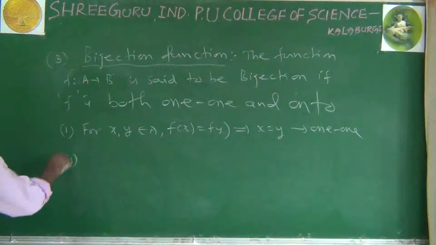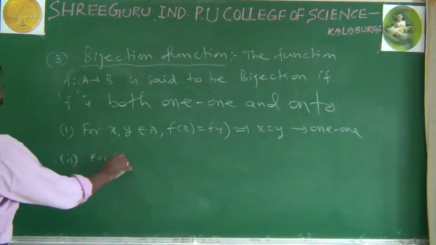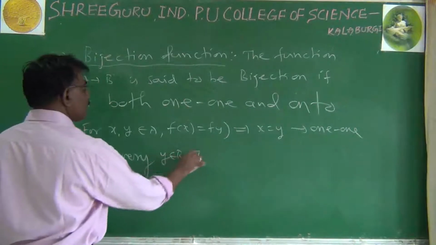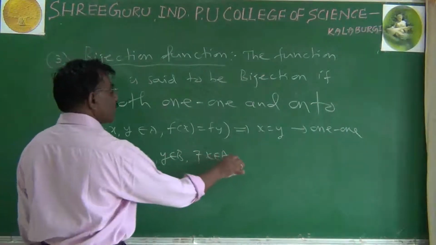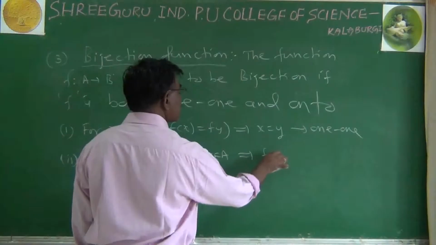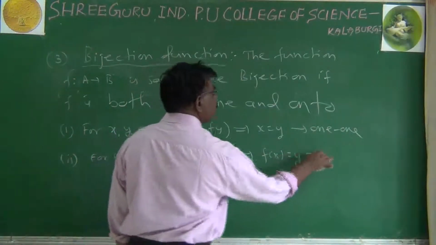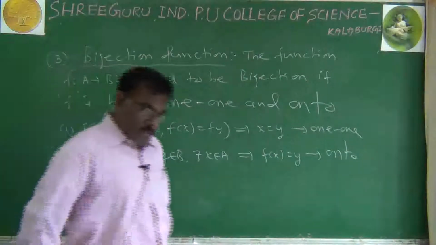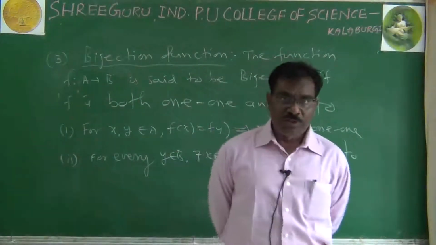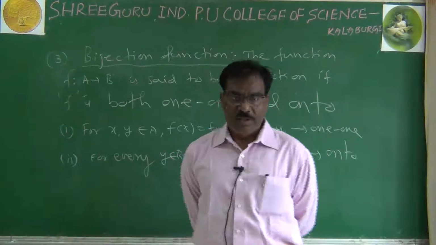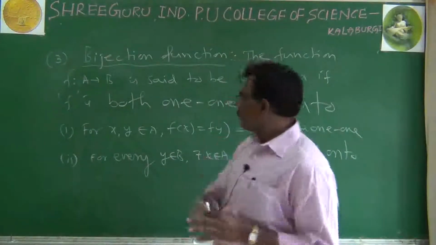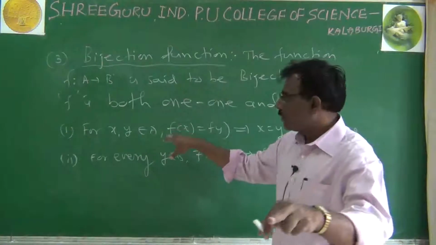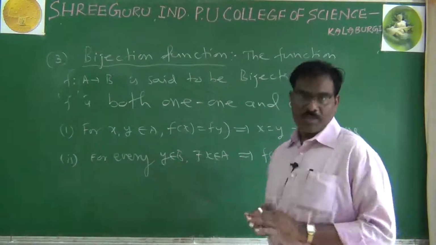Second one: for every y belongs to B, there exists x belongs to A, simply you write f of x is y. This is called onto. When the question is asking "define bijective function," define bijective function, this much only.